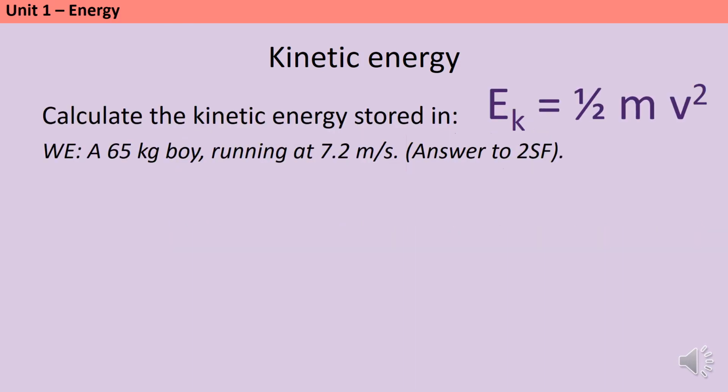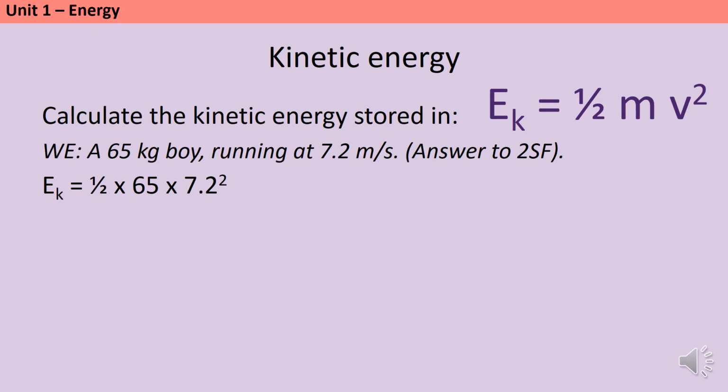We have a 65 kilogram boy running at 7.2 meters per second. Both of those quantities are given to 2 significant figures, and we've been asked to give our answer to 2 significant figures as well. I know that the 65 represents the mass because kilograms are the units for mass, and I know that the 7.2 is a velocity because meters per second are the units for velocity. So I'm going to do half, or 0.5, multiplied by 65 multiplied by 7.2 squared.